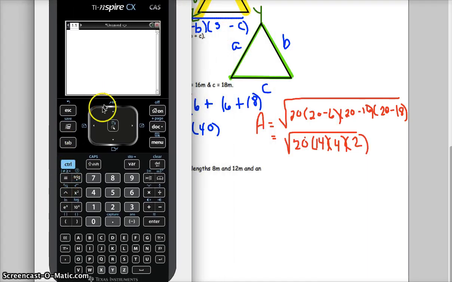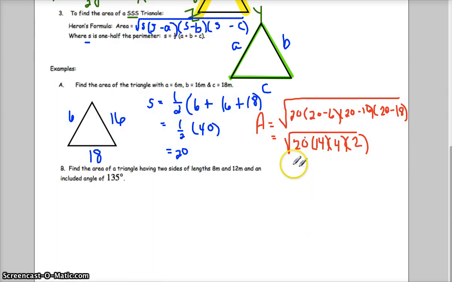So we would open up a calculator page on our calculator and put the square root template in and multiply 20 times 14 times 4 times 2. And remember to either put a decimal after one of your integer values or press Control Enter in order to get a decimal approximation. So it looks like our area is 47.3 meters square. Remember, area is in square units.